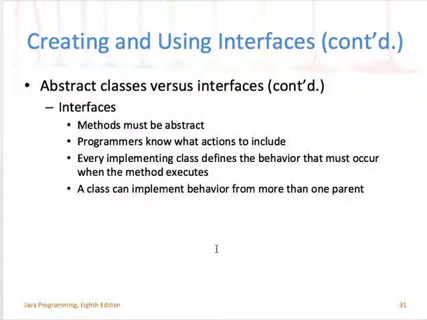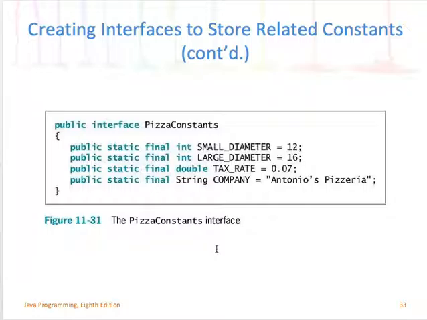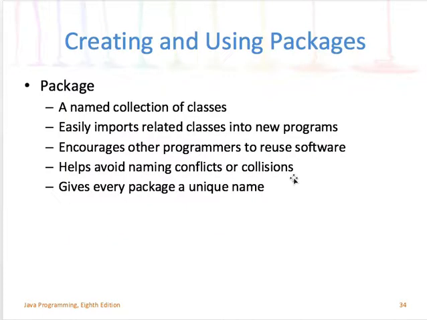Abstract classes versus interfaces. Interfaces can contain data fields. They can contain constants. Here's an example of a public interface. We have public interface PizzaConstants, and then you have these, as we mentioned here, static final small diameter, large diameter, etc. All like we mentioned.